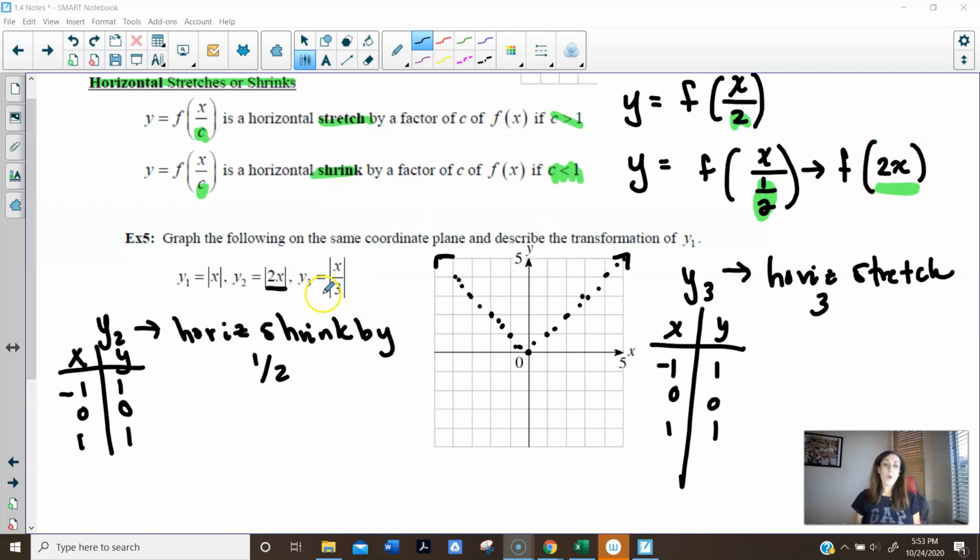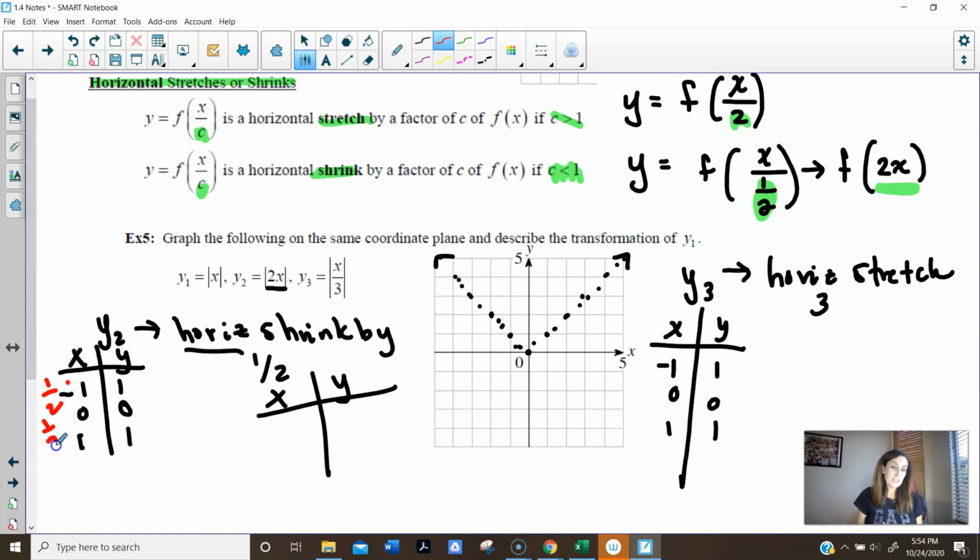If we have y equals x over 3, you take the reciprocal of 1/3, and that's going to be the horizontal stretch by 3. So horizontal stretch is going to make the graph wider, and horizontal shrink is going to make the graph narrower. So what you're going to do is if we took our original 3 values, and we multiplied the x value, which is the horizontal, by 1/2.